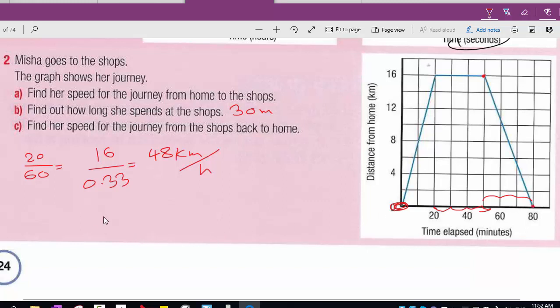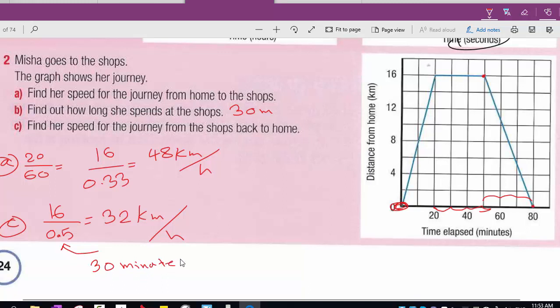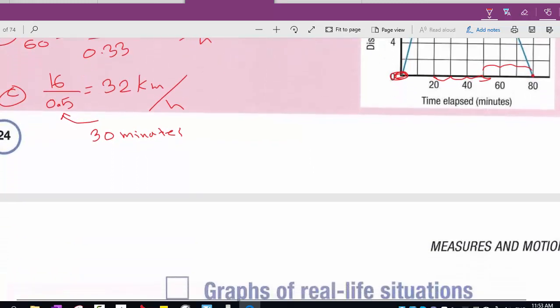It means we're gonna divide 16 by 30 minutes. 30 minutes is 0.5 hour. 16 divided by 0.5, it will be 32 kilometers per hour. Where did we get this 0.5 hour? This is just 30 minutes. 30 minutes is half an hour, so it's 0.5.